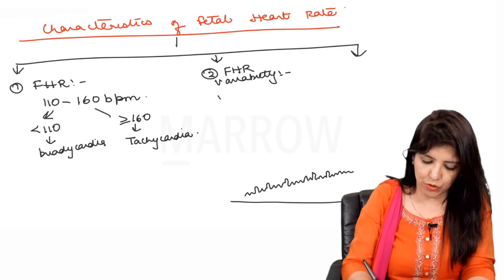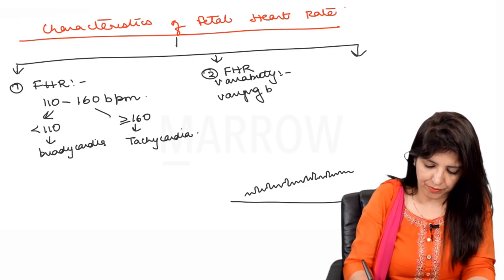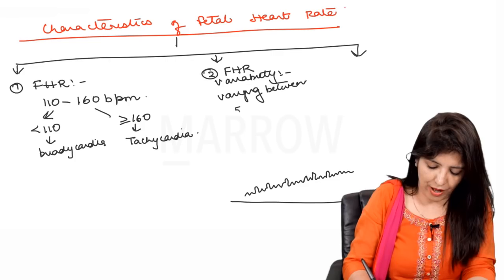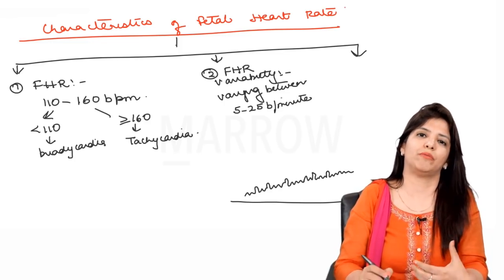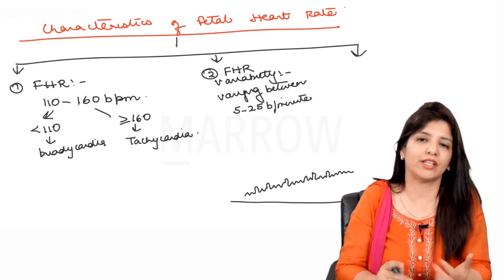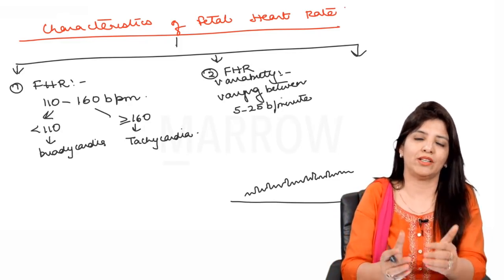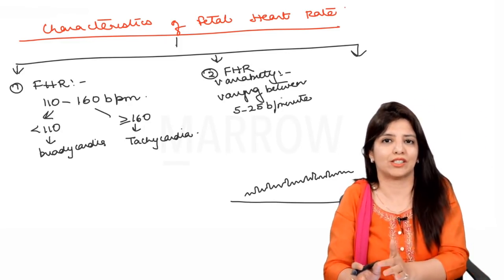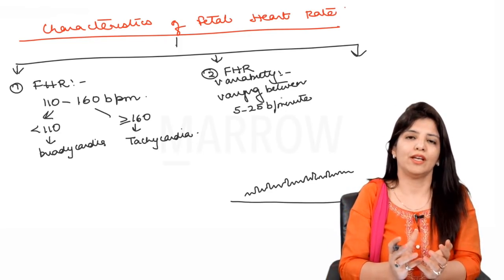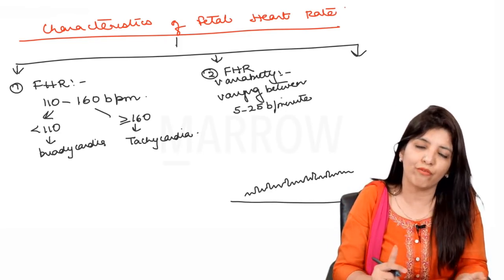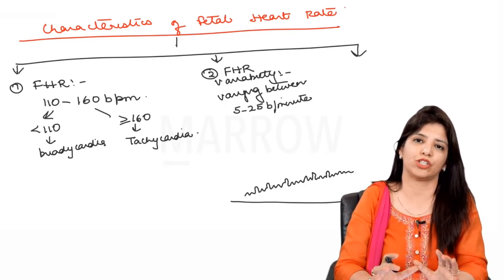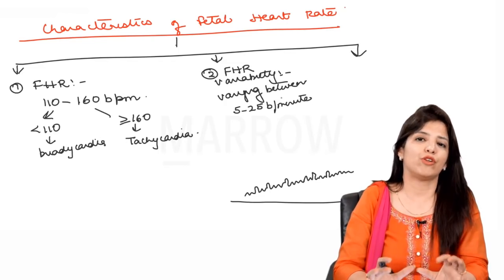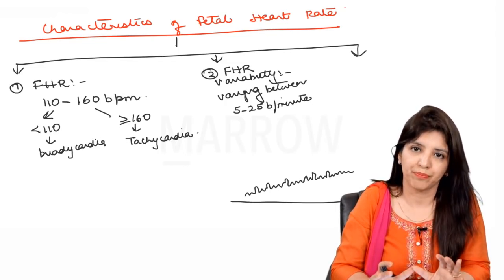Fetal heart rate keeps varying between 5 to 25 beats per minute. Which means that just now I will hear the fetal heart rate, it will be 116 beats per minute, then it will be 118, then 120, then again it will come to 118, then to 116. Within the normal range, it keeps on varying between 5 to 25 beats per minute. That is a very important characteristic of fetal heart rate, and that is fetal heart rate variability, right?